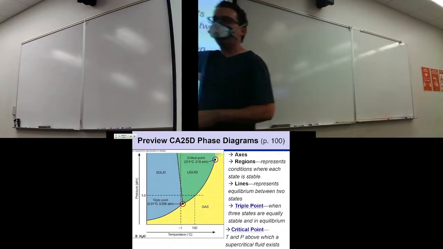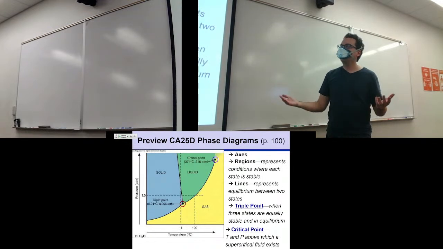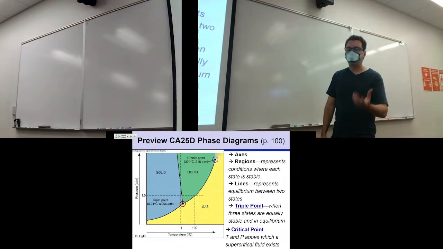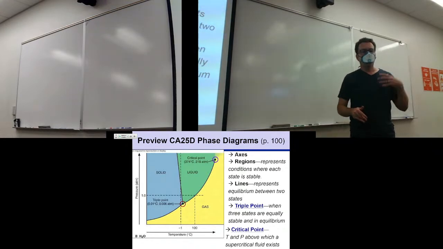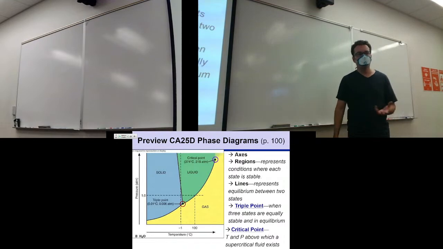And when I pull it out, there's nothing. Above that point, there's no distinction between gas and liquid. And so we call that region above that point the supercritical fluid region. This point is called the critical point.